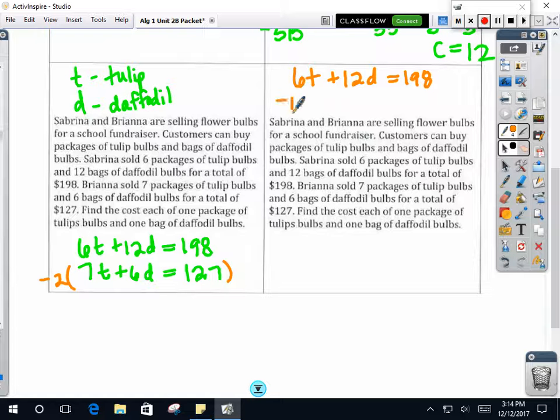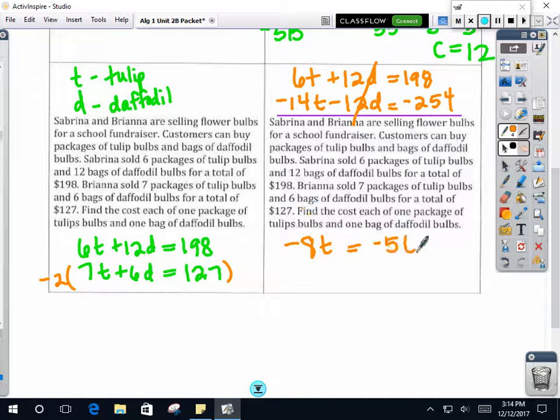The bottom equation becomes -14T minus 12D equals, what is -2 times 127? -254. Now that you have a variable that's ready to eliminate, all you have to do is add the 2 equations together. When you do that, you get 6 plus a -14, which is -8T. And then the D's cancel out. And what is 198 plus -254? -56. Now what do we do? And so your tulip bulbs are $7 each.